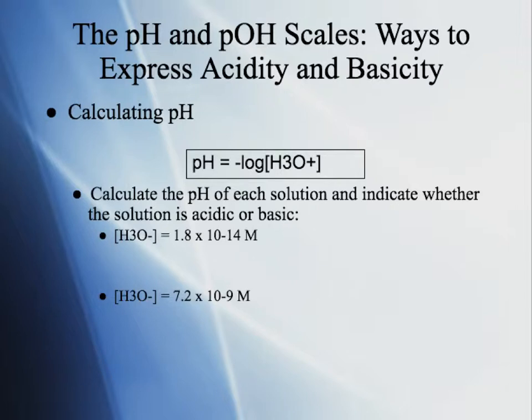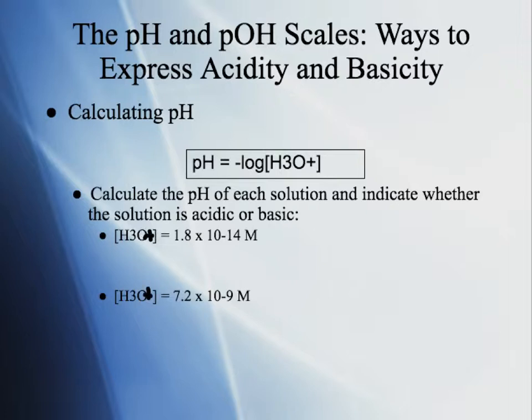So what you do is you just simply plug into your calculator negative log of your hydronium or hydrogen ion concentration. You push equal sign and bam, it gives you the pH. So let's take a look at the first one. If we have a hydronium ion concentration, then those should say pluses, not minuses.